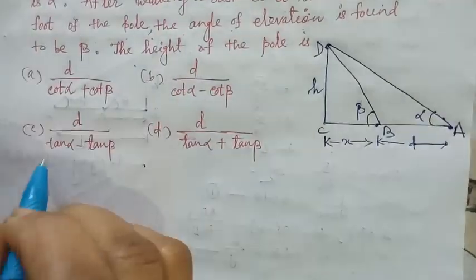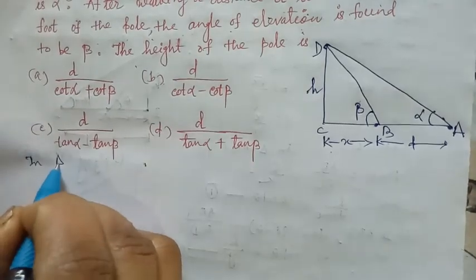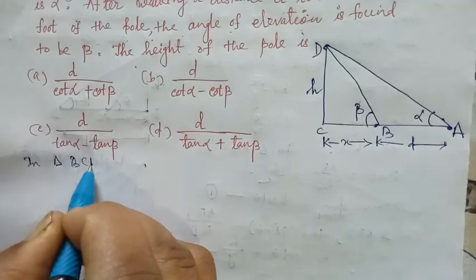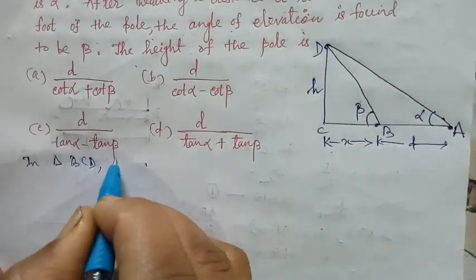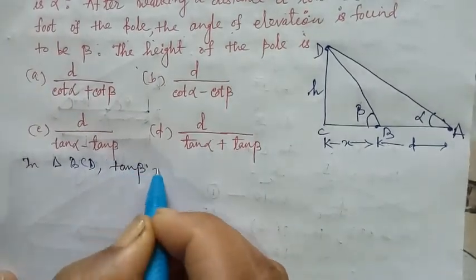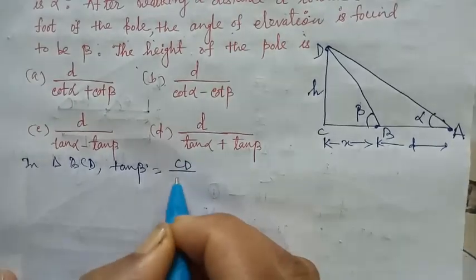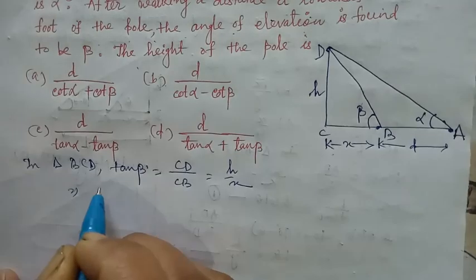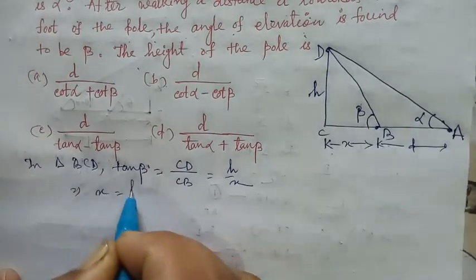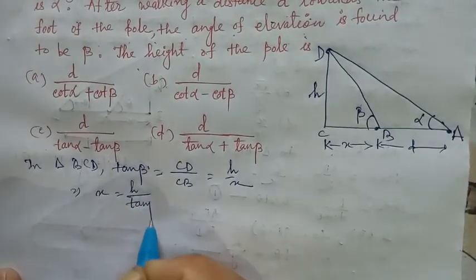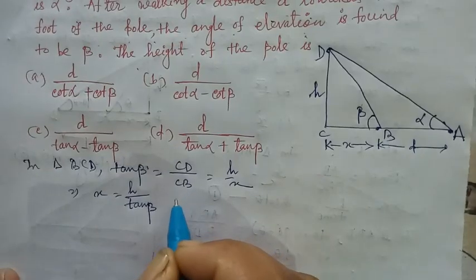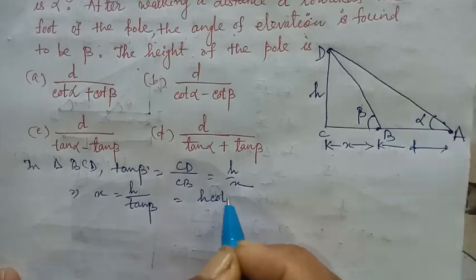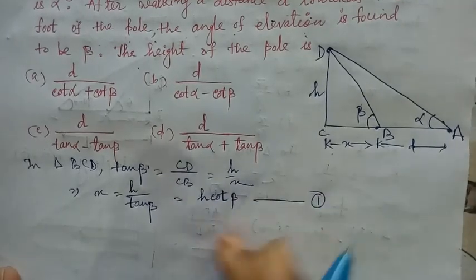Now in triangle BCD, tan of beta is how much? Tan of beta is equal to CD upon CB is equal to h upon x, which implies x is equal to h upon tan of beta, or we can write h cot beta. Let it be equation 1.